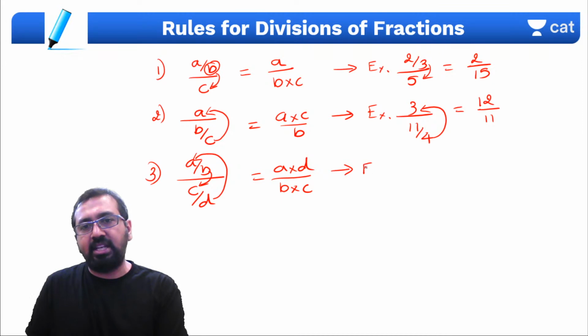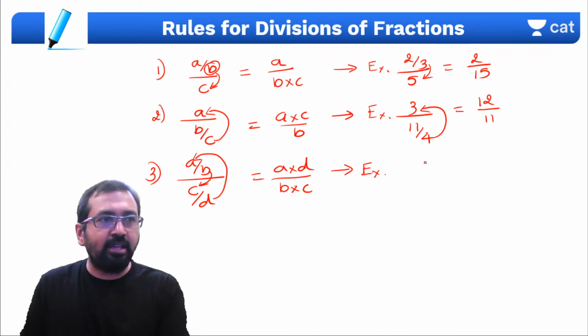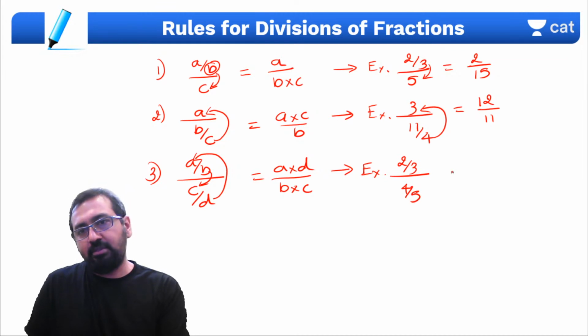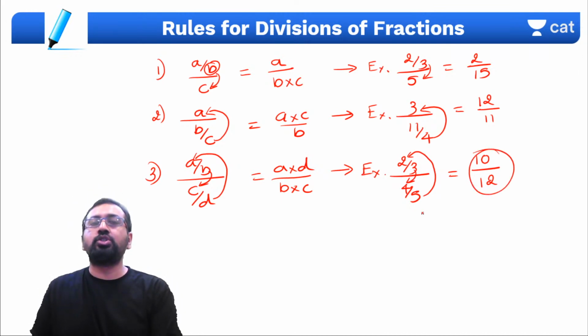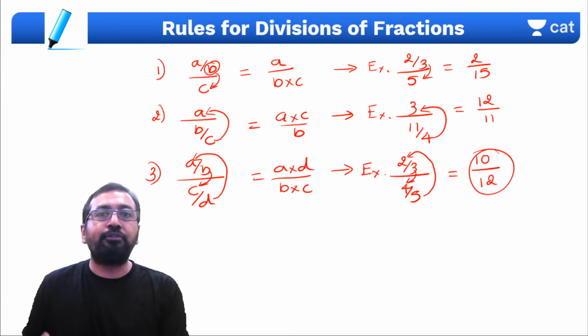Let's understand with an example. Yes, Region, we'll take more questions. Don't worry. So 2 by 3 divided by 4 by 5. What will be this result? Multiply this 5 with the numerator and this 3 with 4. So 5 2s are 10 divided by 3 4s are 12. This is how you will solve the fractions. This is how you will tackle the divisions of fractions.